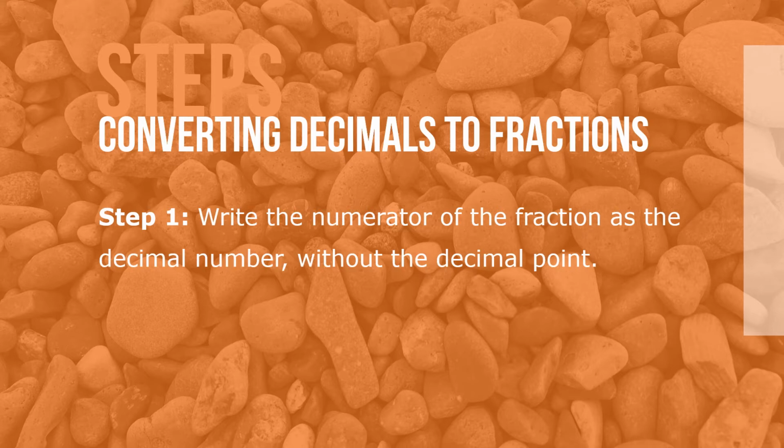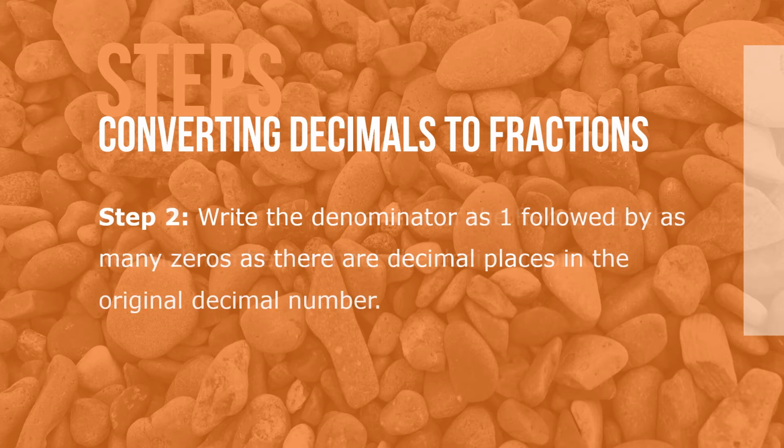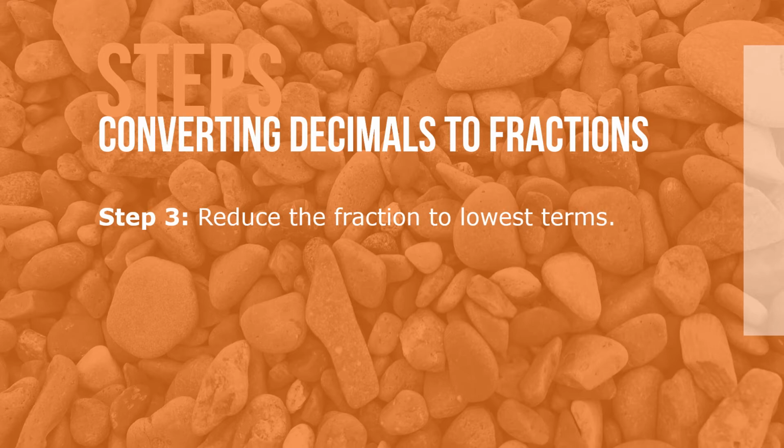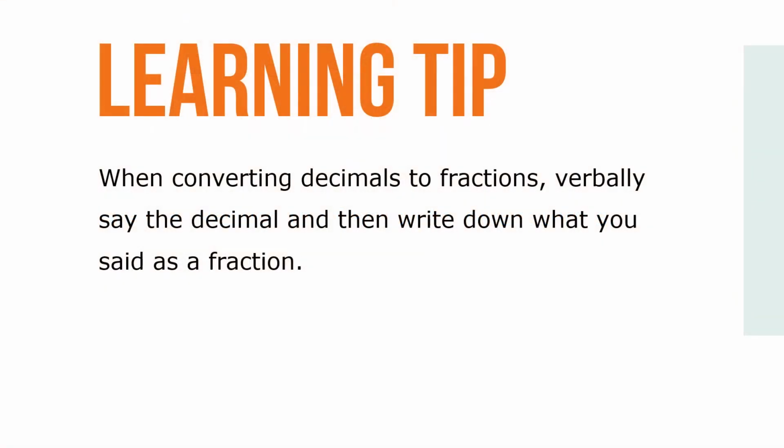Here are the steps for converting decimals to fractions. Step 1. Write the numerator of the fraction as the decimal number without the decimal point. Step 2. Write the denominator as 1, followed by as many zeros as there are decimal places in the original decimal number. Step 3. Reduce the fraction to lowest terms. When converting decimals to fractions, verbally say the decimal and write it down when you say it as a fraction. For example, 0.85 would be verbally stated as 85 hundredths and written as 85/100ths.